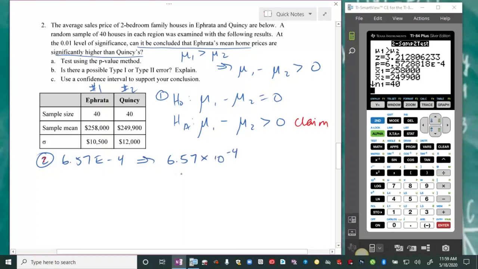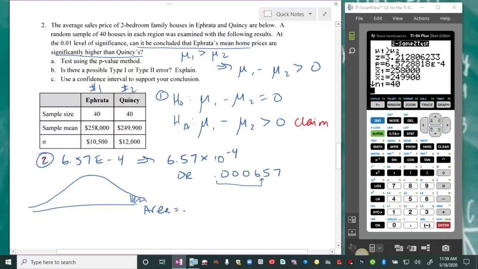If I were to write this one out, this one's not too bad. It would be 0.000657. There are 4 decimal places before I hit the 6 in scientific notation. This is a really, really small number. If I were to draw out my normal curve here, I've got a tail on the right because of that greater than. The area of my tail is 0.01. If I were to fill in the area starting from the edge of the tail, for my p-value, it just would barely even sit inside there. So it stays well within the rejection region.